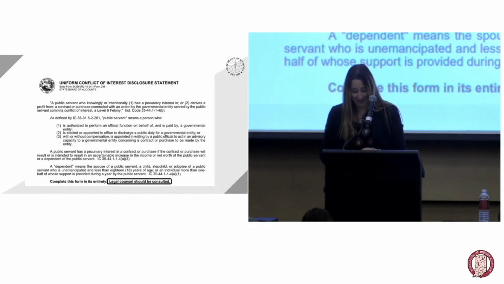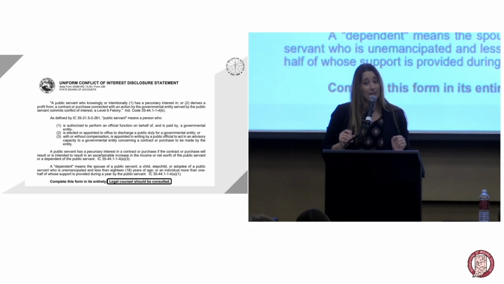Okay. So then it talks here, you have a pecuniary interest in a contract or purchase if the contract or purchase will result or is intended to result in an ascertainable increase in the income or net worth of a public servant or a dependent of a public servant. So you've got to think about it that way too. Just because they do something may not cause a conflict of interest. Could, but it may not.